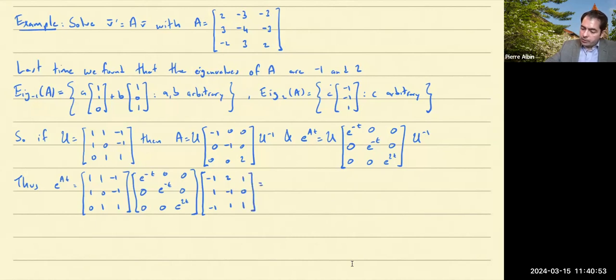Right. So if we carry out this multiplication, multiplying these first two matrices, I end up with e to the minus t, e to the minus t, 0, e to the minus t, 0, e to the minus t, and then minus e to the 2t, minus e to the 2t, e to the 2t, right? And then this matrix remains unchanged.